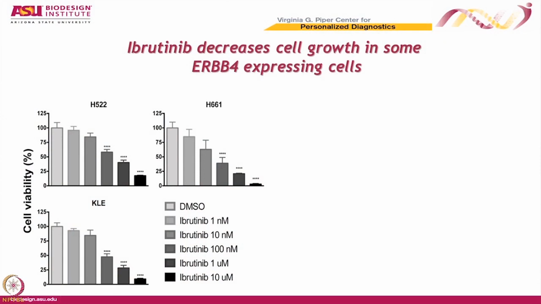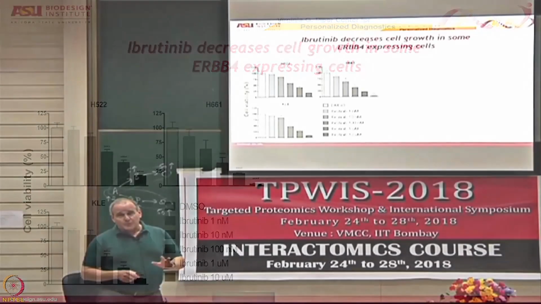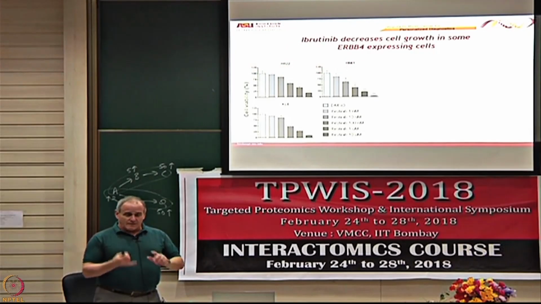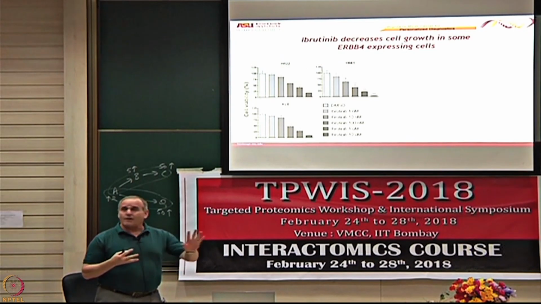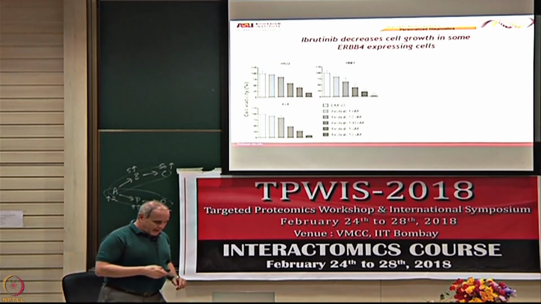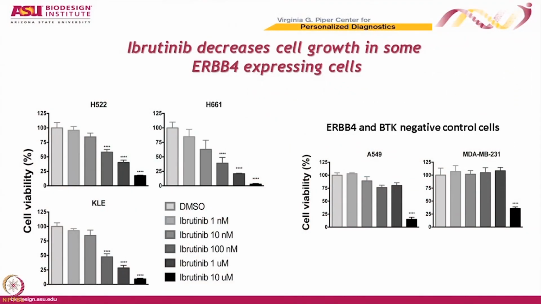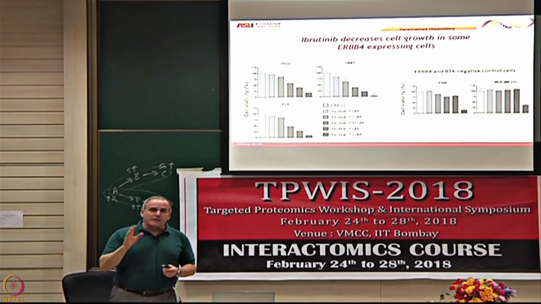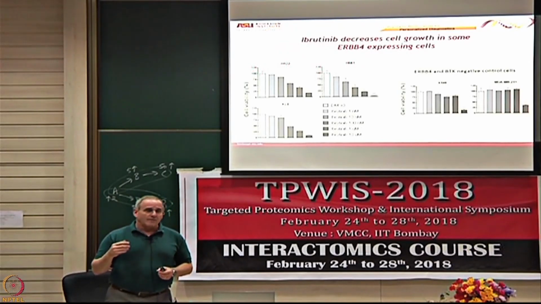So adding increasing amounts of drug, you see increasing inhibition of cell growth. So that looks like ibrutinib is inhibiting a cell line that has high ErbB4 and no BTK. So you can't argue that this is due to BTK. Okay, and then we did a couple of key controls. We looked at cell lines that were either ErbB4 negative or BTK negative, and sure enough, neither of these cells were responsive to drug.